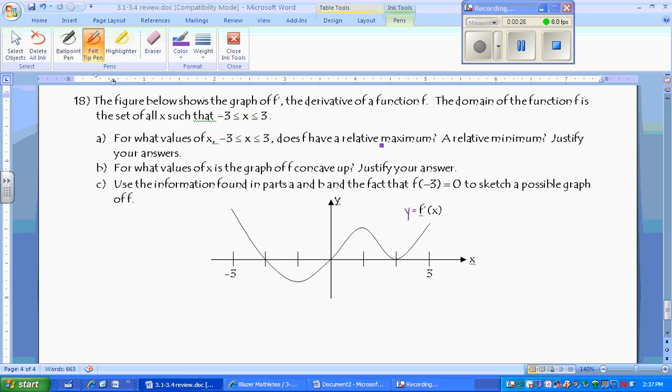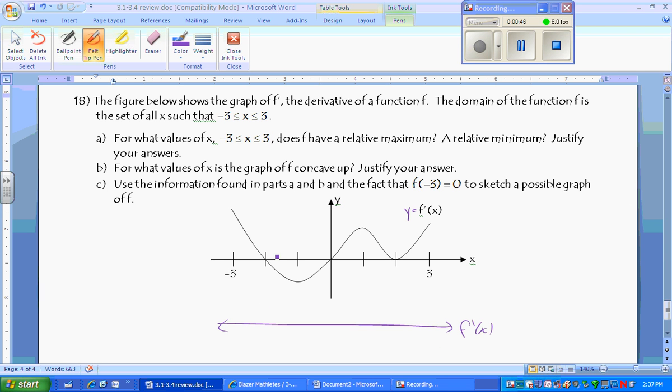I know this is a different problem, but how do we find relative maximum? Well, that happens when the first derivative changes from increasing to decreasing, from positive to negative. Here we've got a graph of the first derivative, so we're going to translate it down to a number line, because this is the way we're used to looking at it.